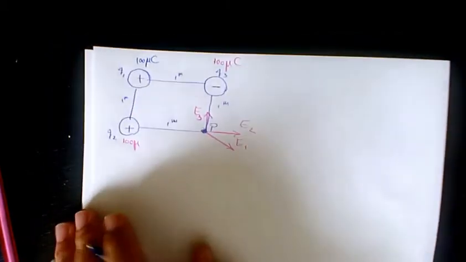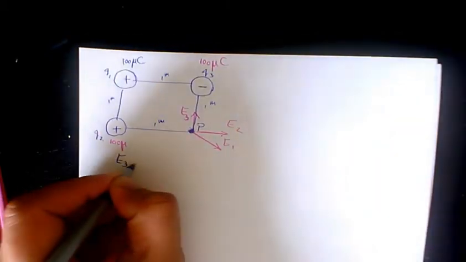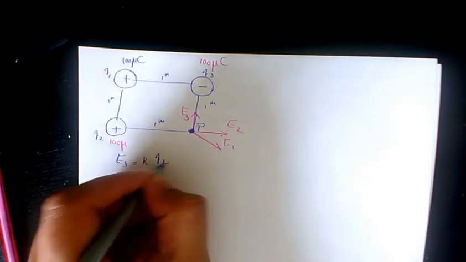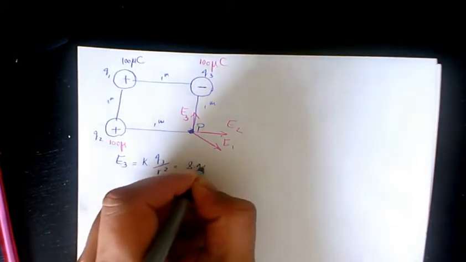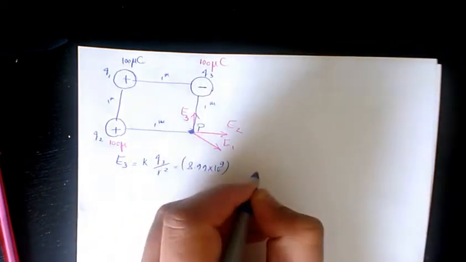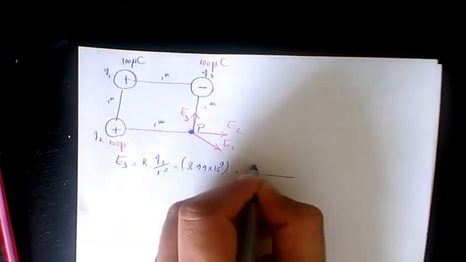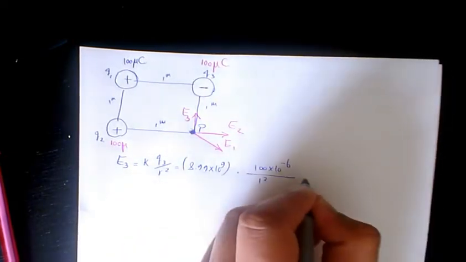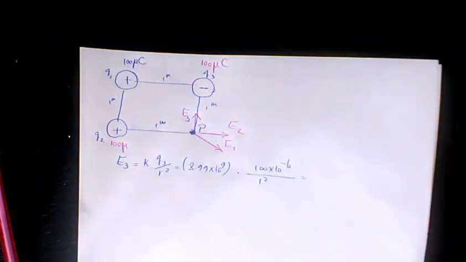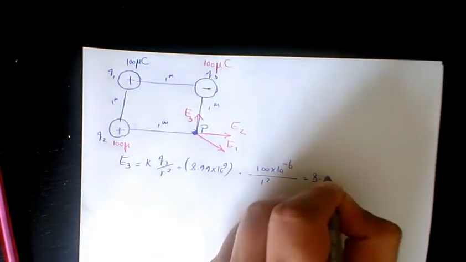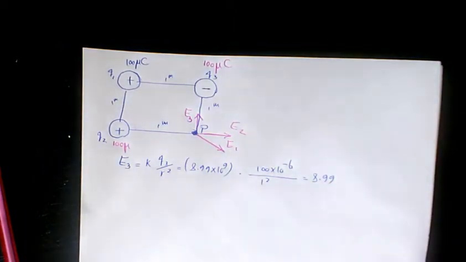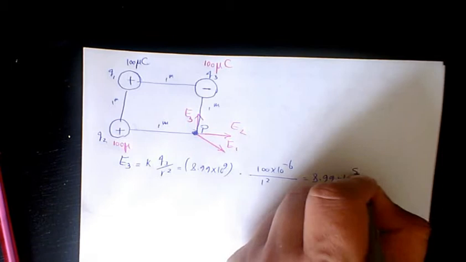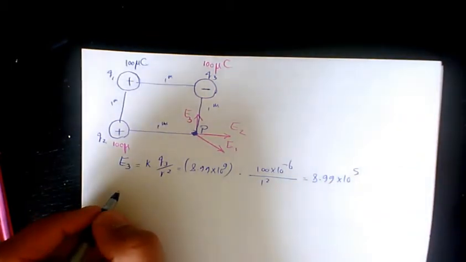So I'm going to have E3 equals K Q3 divided by R squared, which is 8.99 times 10 to the power of 9 times Q3, which is 100 times 10 to the power of negative 6, divided by R squared. So that will be 8.99 times 10 to the power of 9 times 100 times 10 to the power of negative 6. That will be 8.99 times 10 to the power of 5 newton per coulomb.